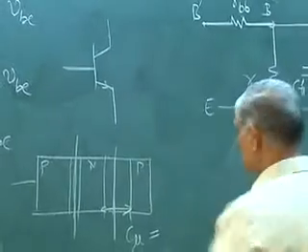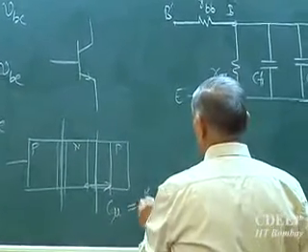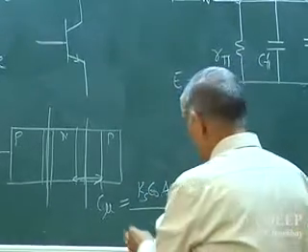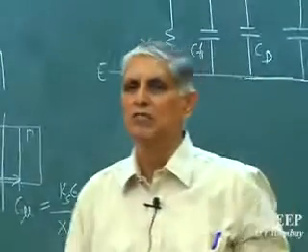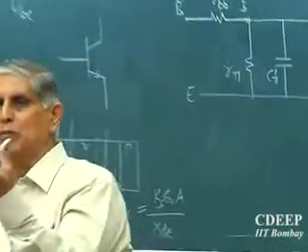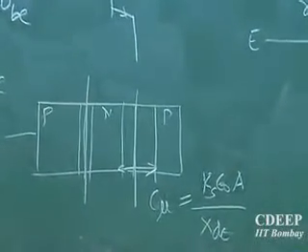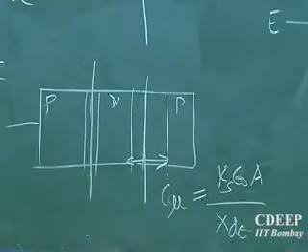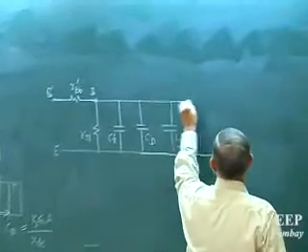How much is it? Epsilon for silicon, that is Ks epsilon naught, into area, divided by XDC. XDC is the thickness of the depletion layer because of VBC at the collector. That divided by this is the capacitance at the collector base. Which area is it? Base collector. This was your base.